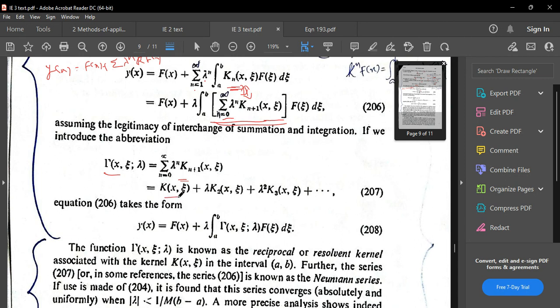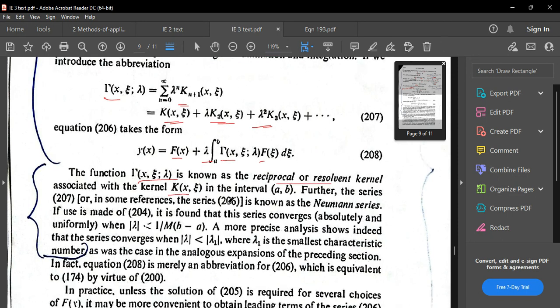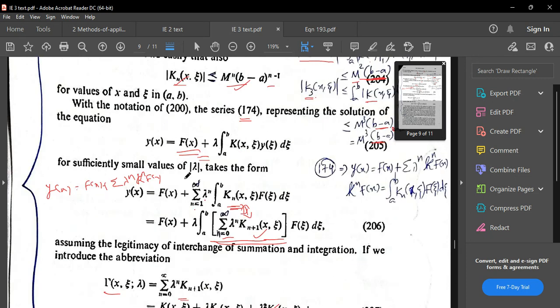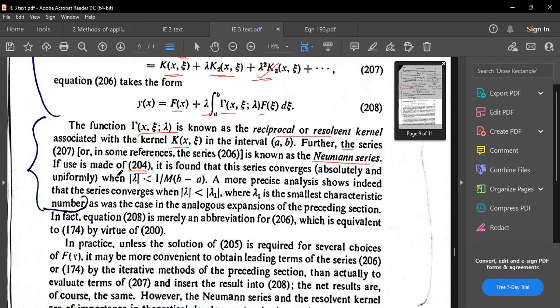What is the expansion? K of xi plus lambda K2 plus lambda squared K3. And this takes the new form f of x plus lambda gamma into f of psi. This gamma is called the reciprocal or resolvent kernel associated with the kernel capital K, and the new series 207 is called the Neumann series. So for this Neumann series 204, we came to know that this series converges absolutely when modulus lambda is less than 1 by M into (b minus a).